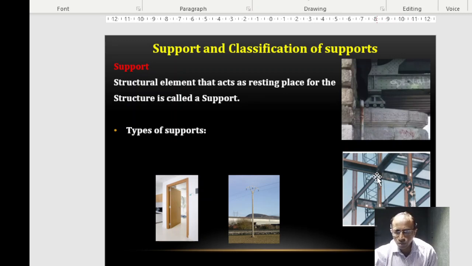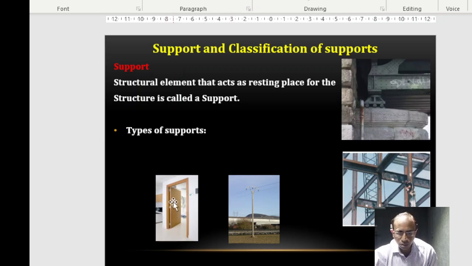Similarly, sometimes you may be fixing here some kind of bolts, and it is a kind of steel structure. This is a beam member, and you can either use a welding process to connect them, to fix them, to support them, or you can use a bolting system, or you can use rivets. Anyway, you can make it a support at the desired location. So these are different types of supports you can say.